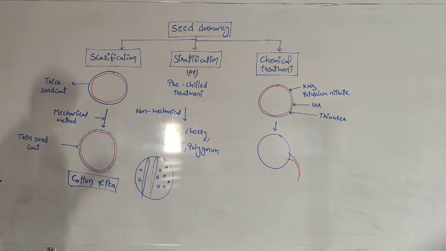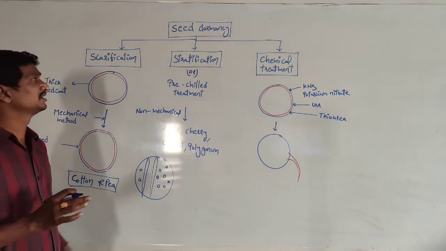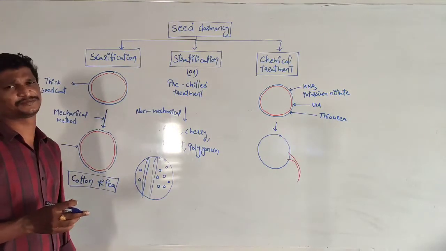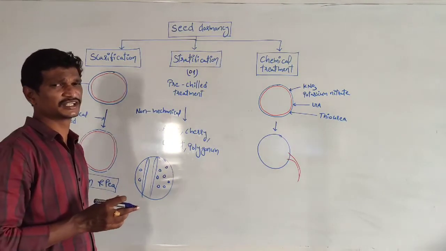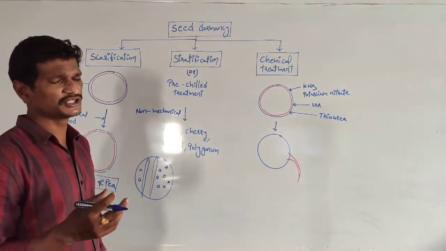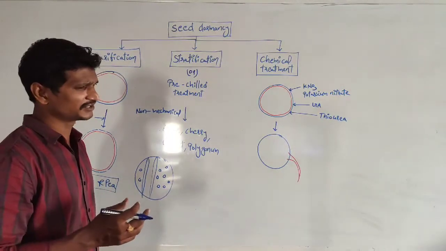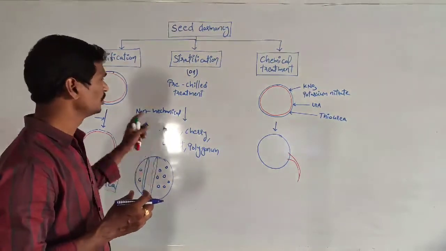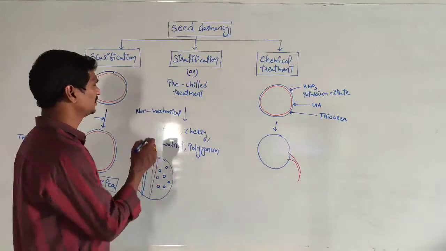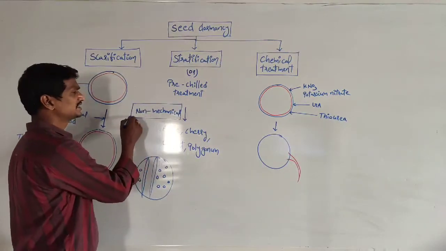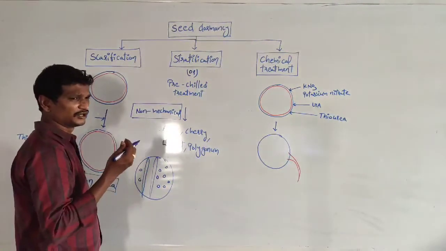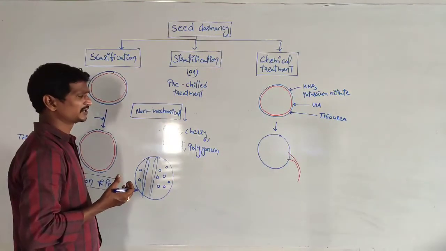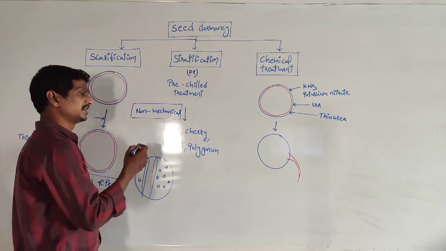We are making scars on the seed coat by mechanical pressure. The next one is stratification. This is also called pre-chilled treatment. The seeds are exposed to low temperature. This is a non-mechanical method. When seeds are exposed to low temperature, then the seeds germinate.